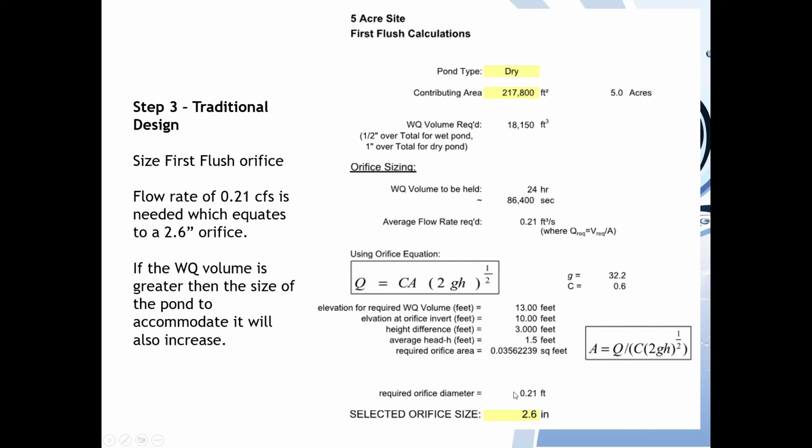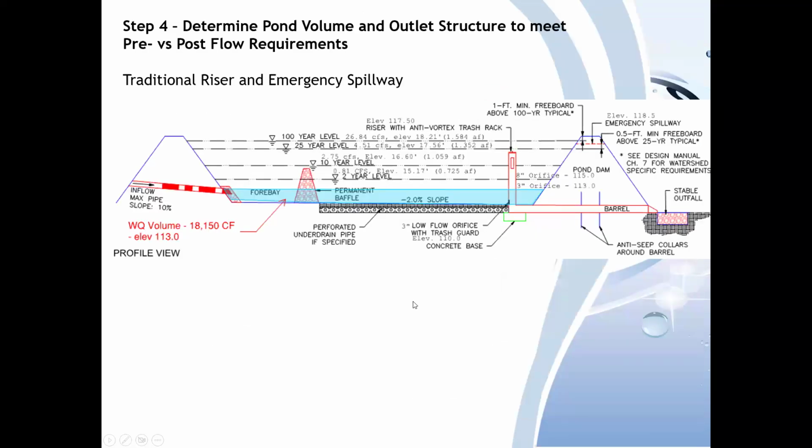Theoretically, we need a 0.21 CFS flow rate to drain that volume in 24 hours, which will be a 2.6 inch orifice. So I ran a hydrology model here and put in a 3-inch low flow orifice with a trash guard at the bottom, another 3-inch orifice 3 feet above for our 2-year storm, an 8-inch orifice for the 10-year storm, and then the riser. It takes 3 feet in this hypothetical pond to reach that water quality volume of 18,150 cubic feet.